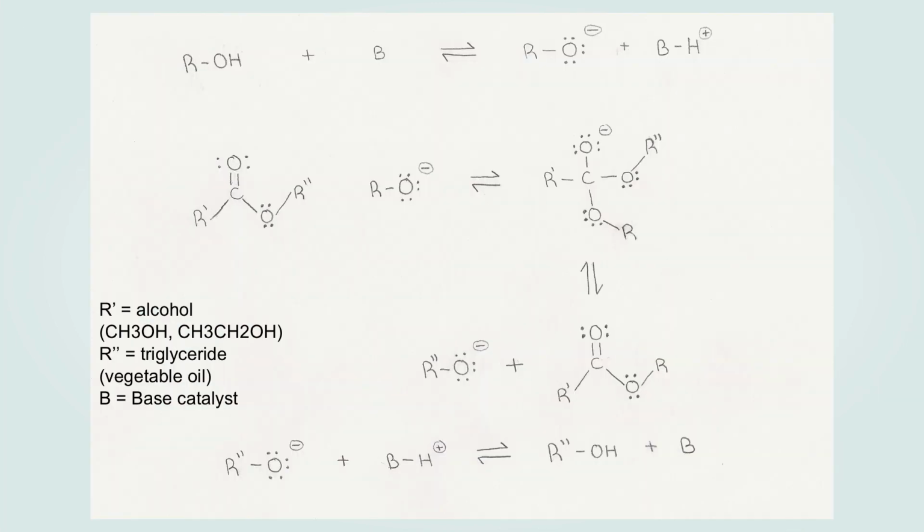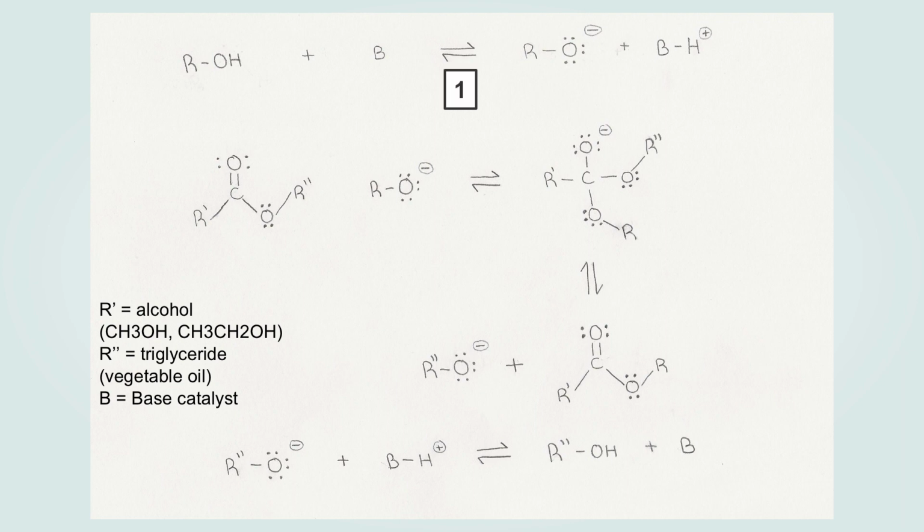We are going to be looking at a representation of a base catalyzed reaction because it is more favorable and more often used than an acid catalyzed reaction. So our R1 value here is our alcohol, which is usually methanol or ethanol. Our R2 value is our triglyceride, which in our representation is vegetable oil. And B is just our base catalyst, which is usually something like potassium hydroxide.